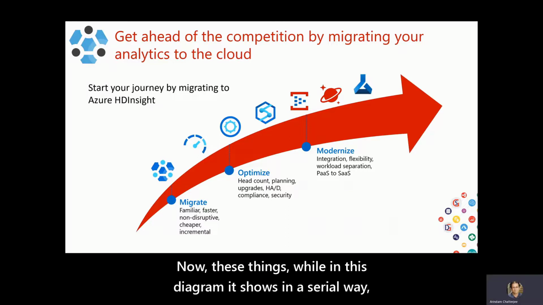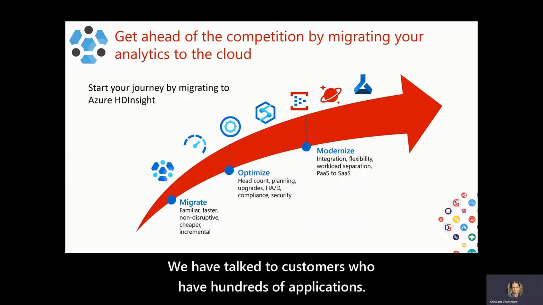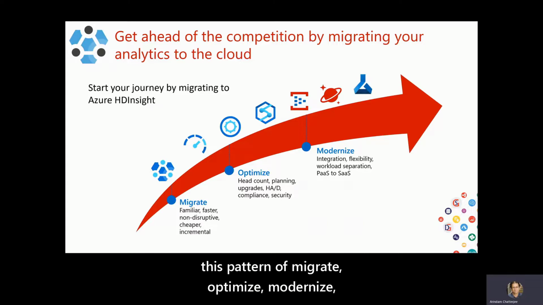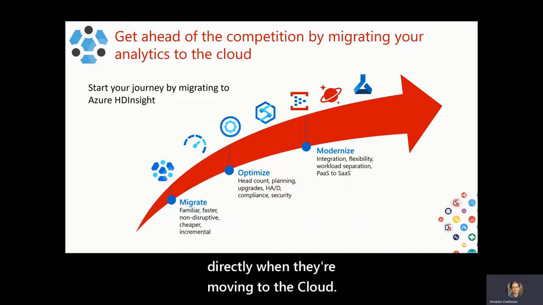And now these things, while in this diagram it shows in a serial way, really don't have to be serial. We have talked to customers who have hundreds of applications. They might choose to move some of their applications and follow this pattern of migrate, optimize, modernize. Whereas for some other applications, they may choose to keep them on premises and then modernize directly when they're moving to the cloud. That's your choice. And with the tools that are available on Azure, we make all of that possible.